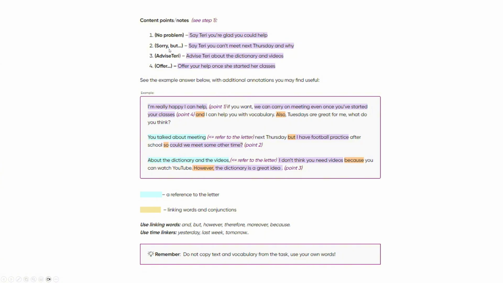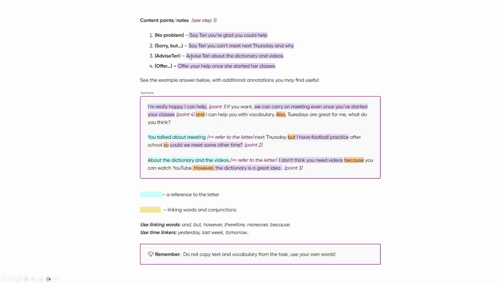Maybe you want to say, because she asked for a meeting, if I remember correctly, but you cannot meet, and then you tell her that you cannot meet on next Thursday because you have something on. For example, like in the example, you have football practice, maybe you can schedule some other time, and then give advice.